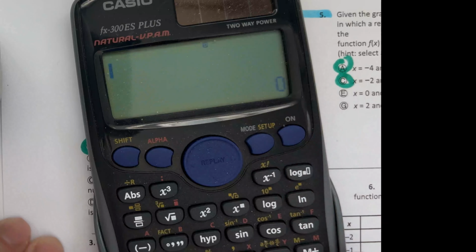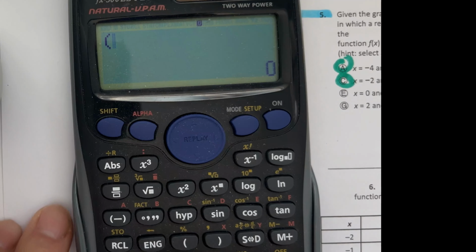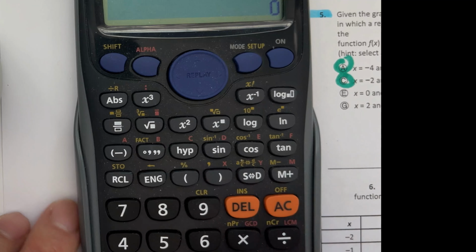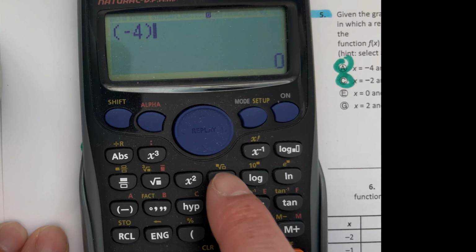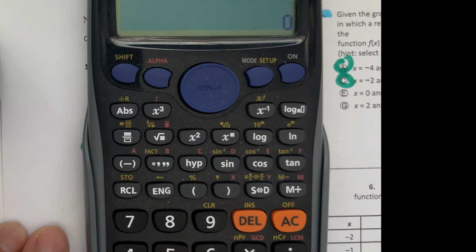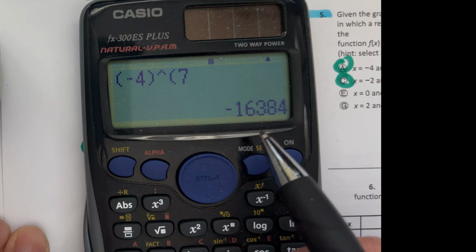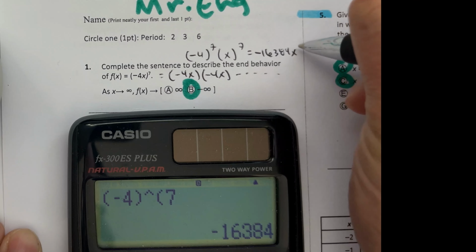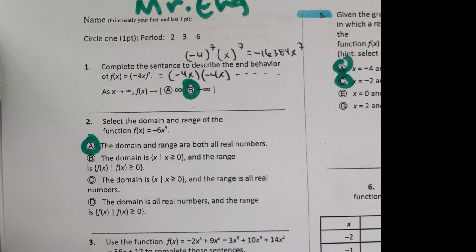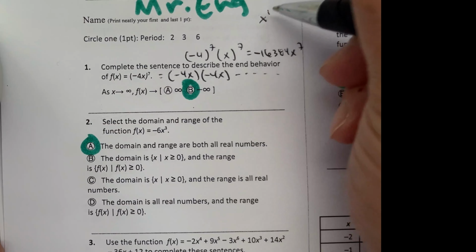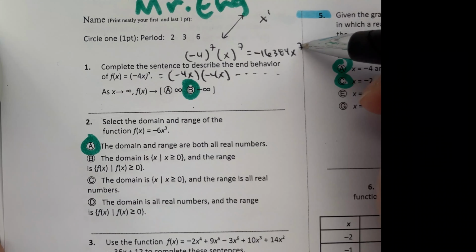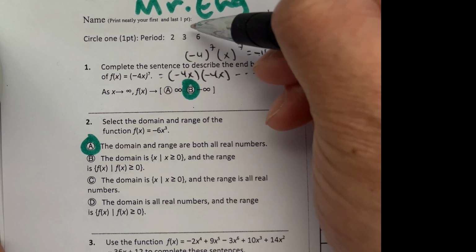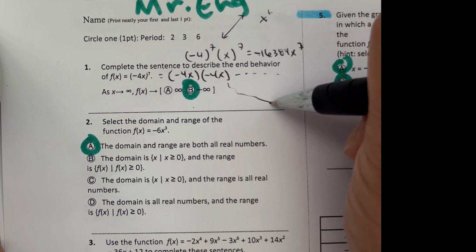Take out my calculator. Remember, you have to put this in parentheses. My negative button is here. 7th power. Okay, so I get a negative number. That's what's most important. Remember, the easiest odd that you know is linear. These are odd degrees. And then the negative leading coefficient will flip it. So your graph's gonna look something like this.